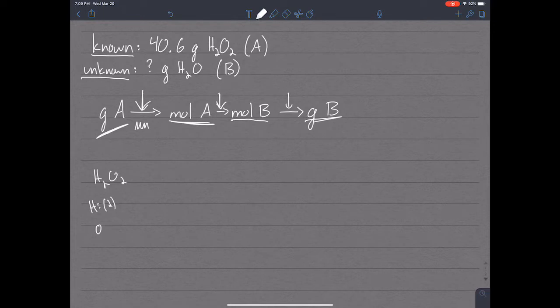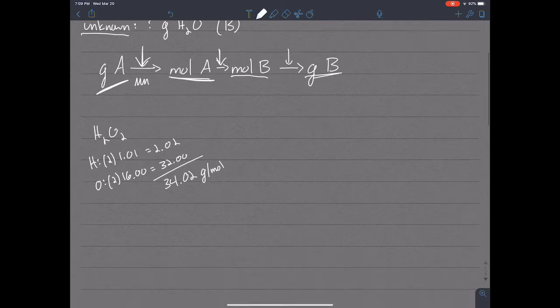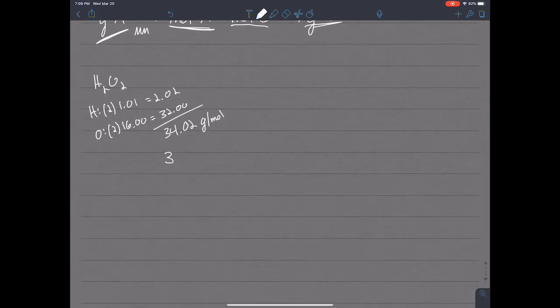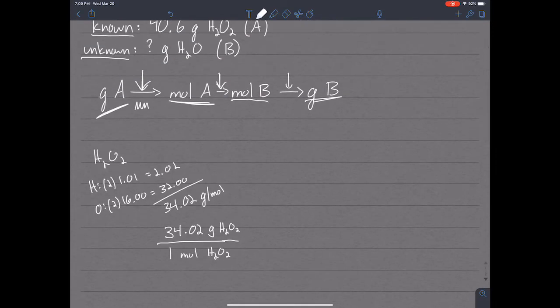H twice, O twice: 2.02 plus 32 gives us 34.02 grams per mole. And this grams per mole is huge because we can write it differently, like this: 34.02 grams of H2O2 for every 1 mole of H2O2. And we have our first conversion factor. Check. It's an ugly check mark.